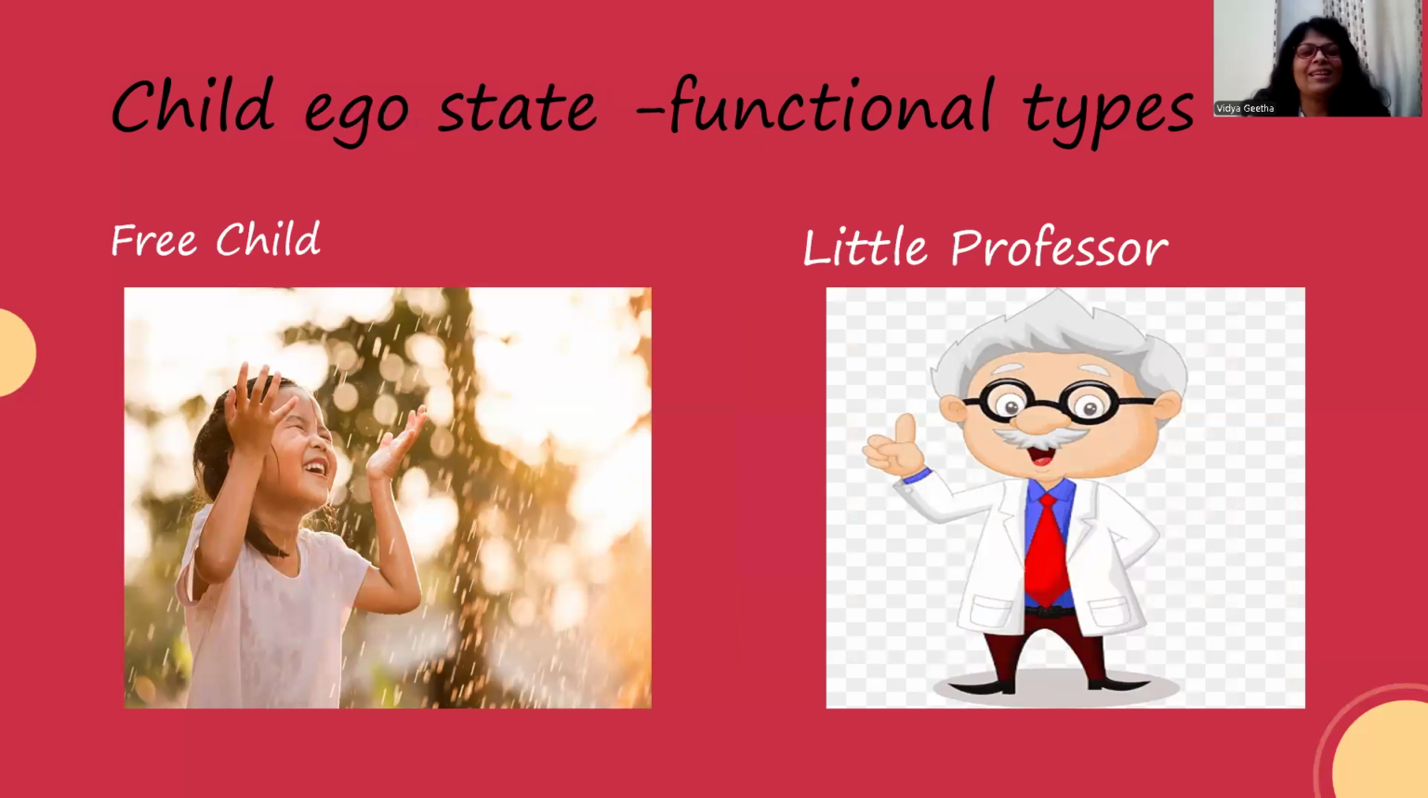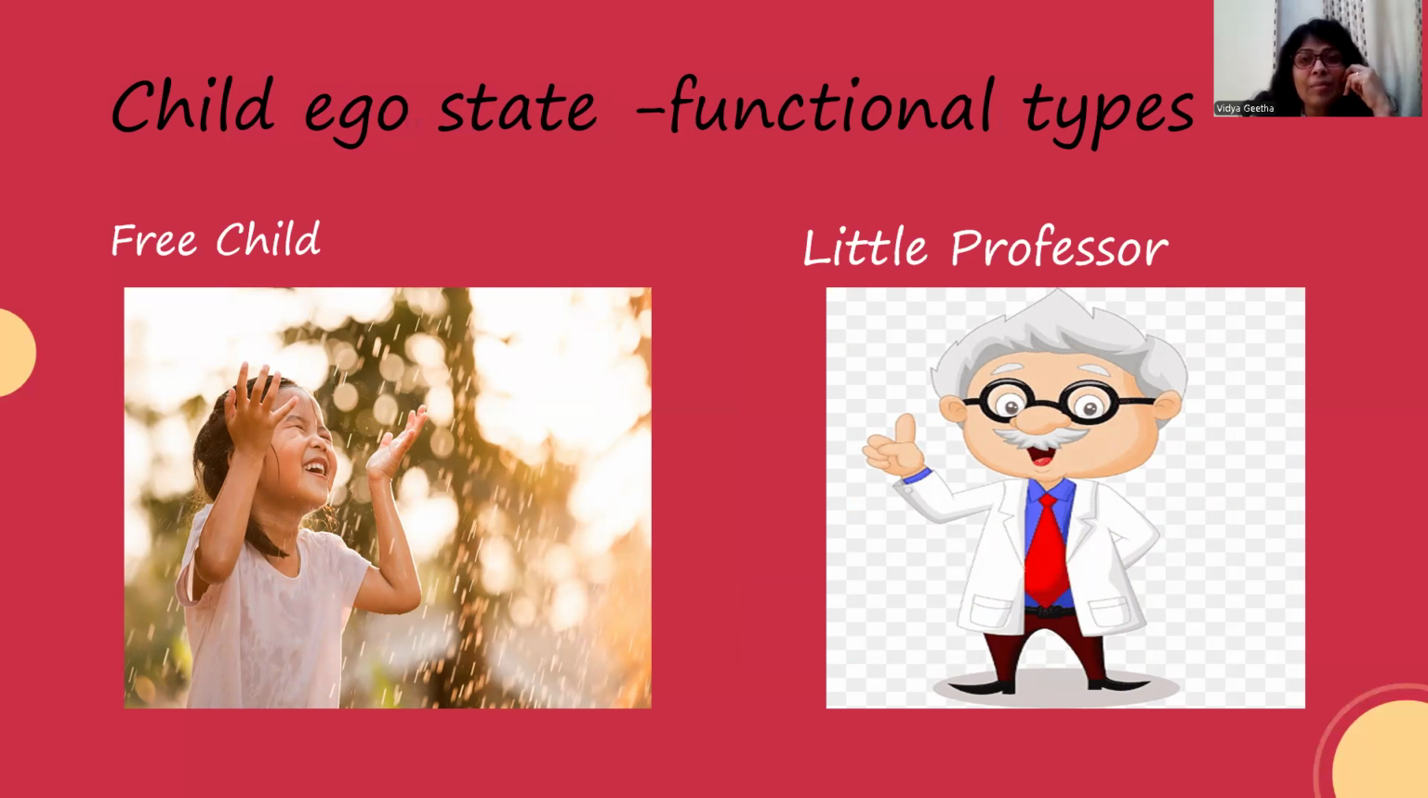Then we have the free child. See, happy, spontaneous, jovial, fully in the present. Again, too much free child is not good. Actually, the best in this child ego state is the free child, but too much of free child, we call it negative free child or not okay free child.